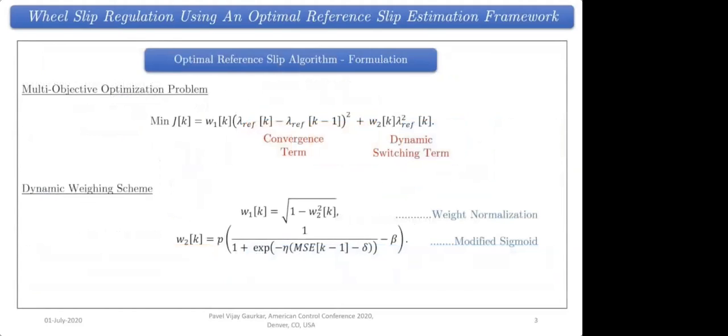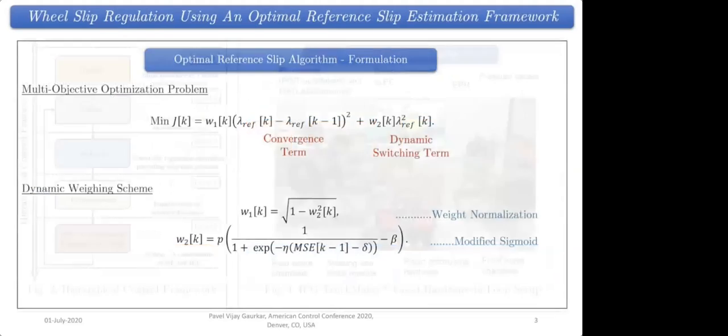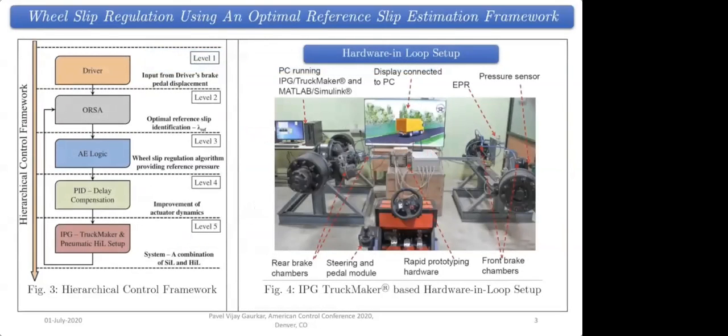It was developed as a dynamically weighed, multi-objective, least squares optimization problem. The dynamic weighing scheme was based on the past wheel slip feedback. This algorithm was integrated into a hierarchical control framework. It has an apply exhaust logic for wheel slip regulation and a PID-based delay compensation element for improved actuator response. This framework was validated on a hardware-in-loop setup involving a pneumatic brake system of a 16-ton vehicle.